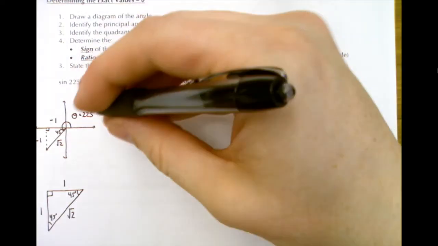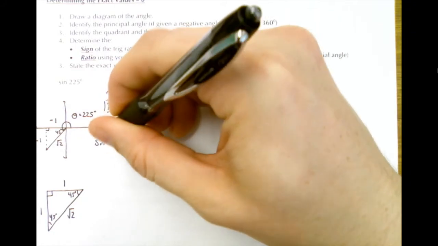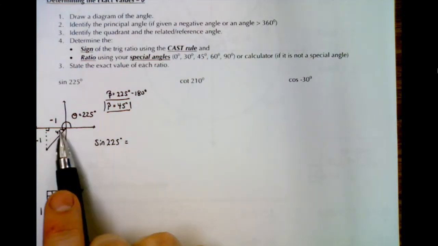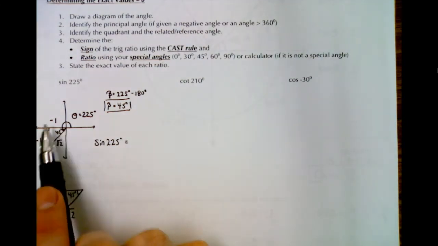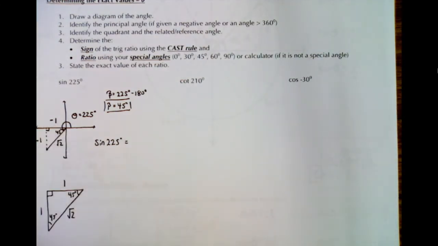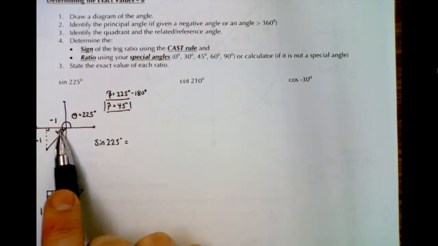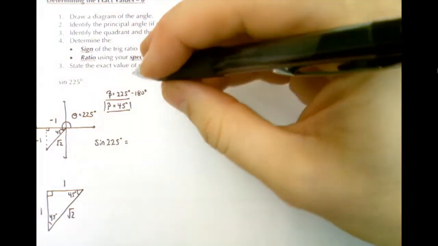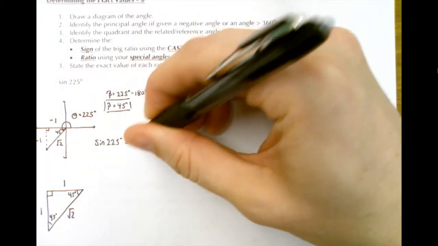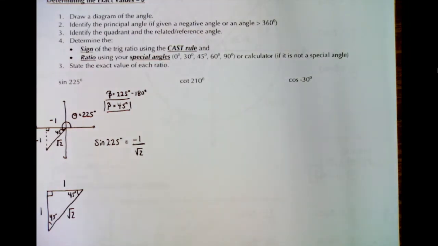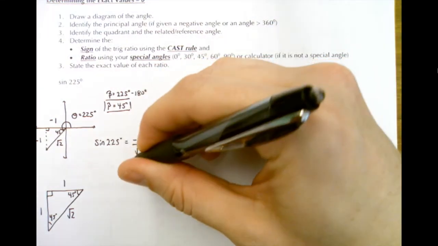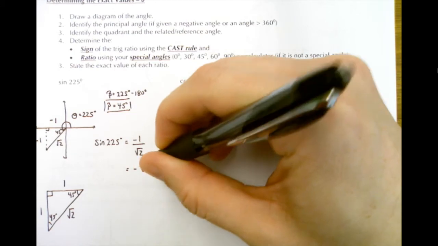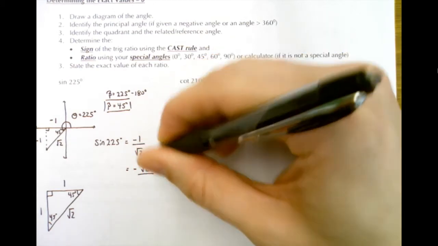So if I want to find sine of 225, I would use my triangle drawn in the third quadrant with the appropriately labeled sides. And now we can do it. Opposite, negative 1, over hypotenuse, root 2, or y over r. Negative 1 over root 2. And if I want to rationalize my denominator, I multiply top and bottom by root 2. I get negative root 2 over root 2 times root 2, 2.